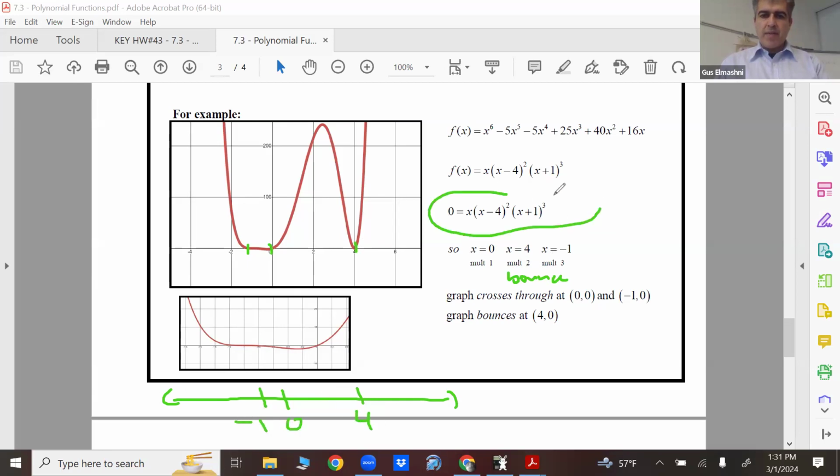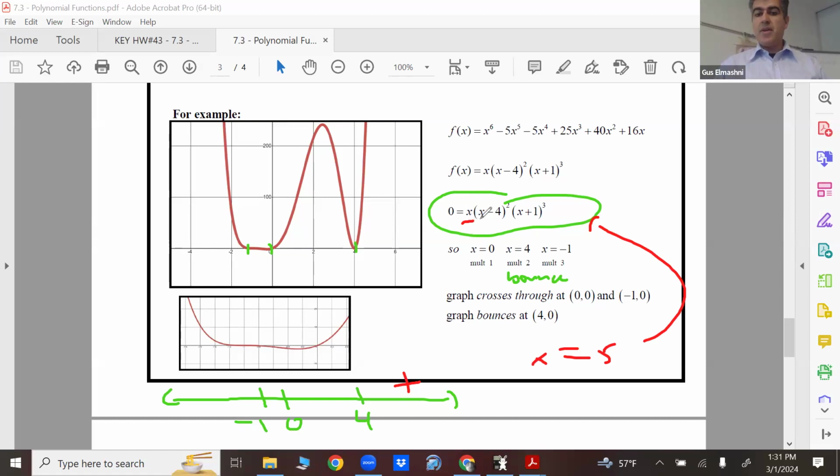And here's your equation, right? Let's start on the far right. If you plug 5 into this equation, is y positive or negative? So you do 5 times 5 minus 4 squared times 5 plus 1 cubed. So look at x. Would x be positive or negative when you plug 5 in?